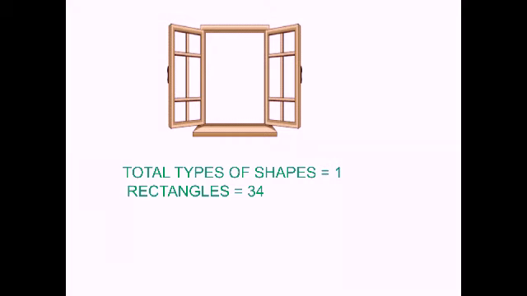Okay, look into this diagram. This is a bit confusing, but listen to me very carefully. Now here there is only 1 type of shape, that is rectangles. Now what we have to find out is how many rectangles are there. First, look at only 1 part of the open window. Look, there are 6 small rectangles. Clear? And the frame of the window is 1 rectangle, 7 rectangles.